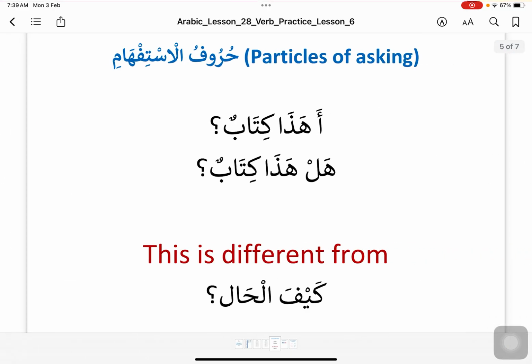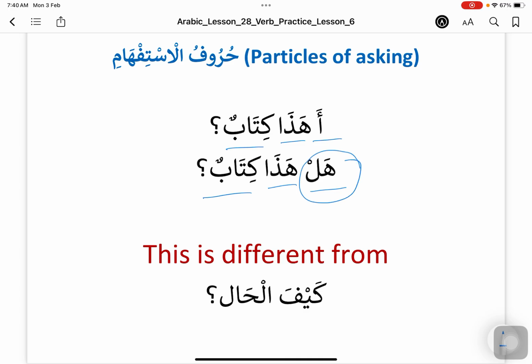Would like to introduce one more particle of asking. We know that a means is. So if I say a hada kitabun, it means is this a book? Hal also means the same thing. So you could alternatively say hal hada kitabun. That also means, is this a book?